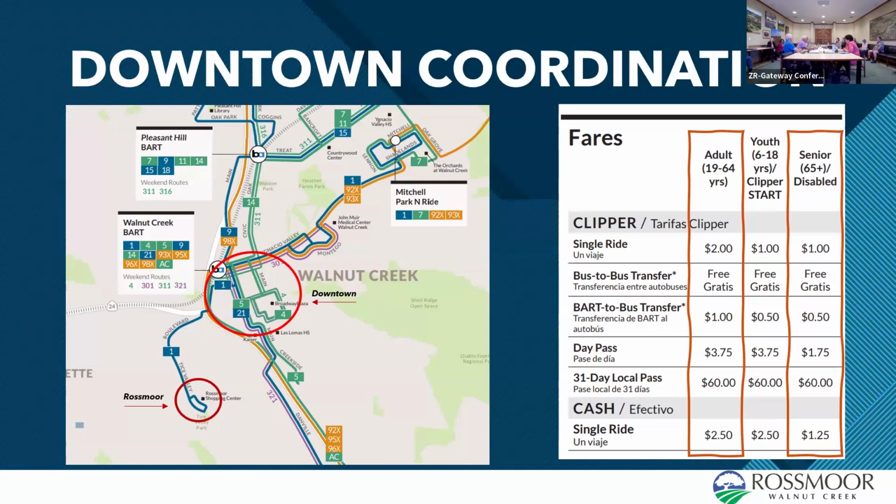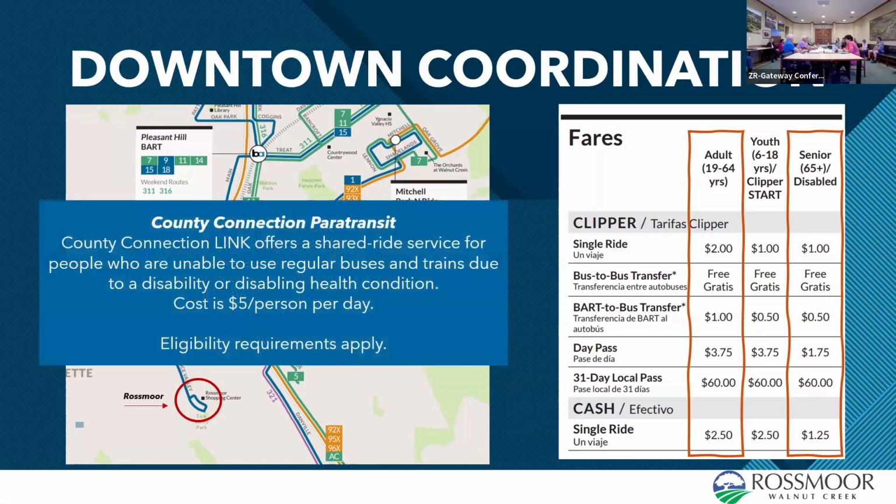So this bus would then just take them to the next bus, and so coordinate. Yeah, so we would take them to the shopping center, which you see that bus stop there. It goes to the BART station. That BART station connects to 14 lines. And County Connection also has a paratransit line for anyone that does need paratransit assistance. It is eligibility required, but it's $5 per day.